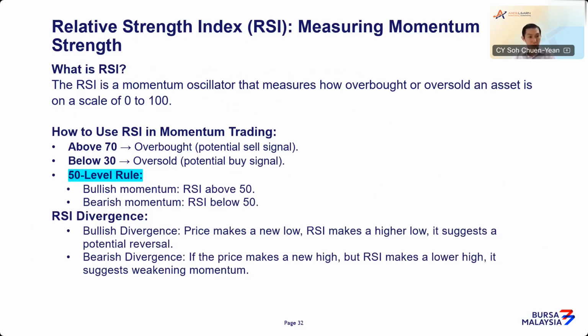And of course, most importantly, the 50 level rule. How you apply this 50 level rule is the same as the MACD zero level. The middle line at 50 is your reference line. If RSI is above 50, it is bullish momentum. RSI below 50 would be bearish momentum. There are other strategies, but in application they can be very complex. Just using the 50 level or the 70-30 would be good enough.